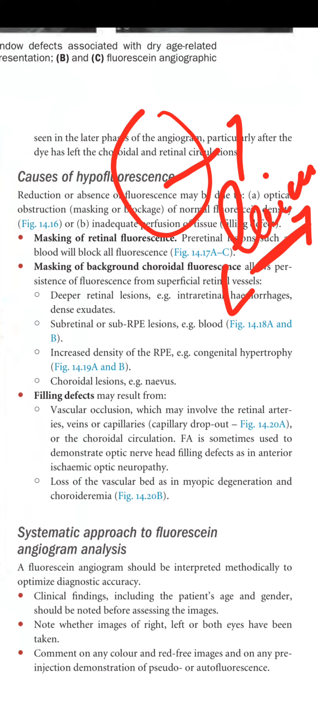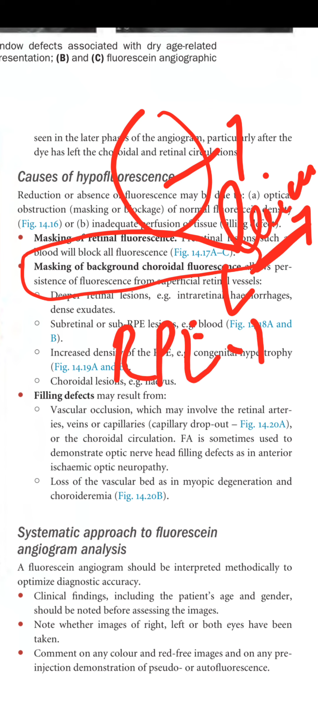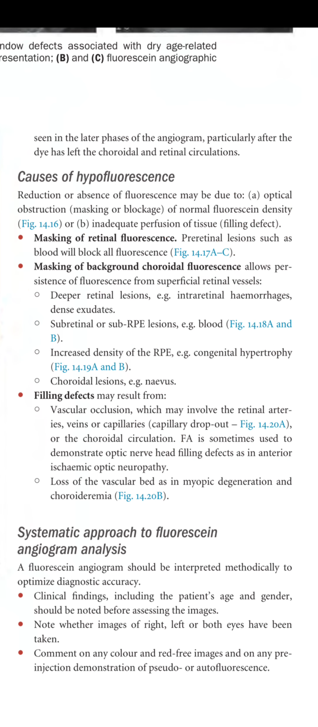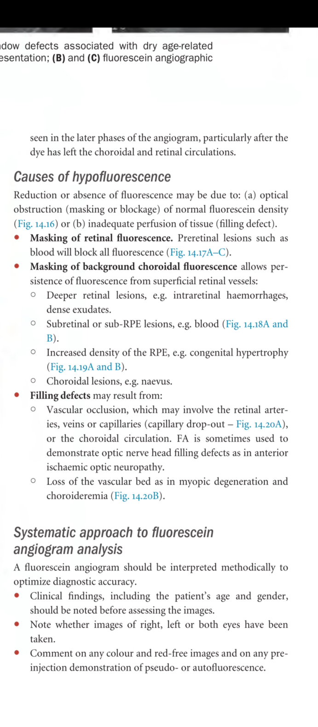For example, the masking of the background choroidal fluorescence can occur because there is RPE hyperplasia, some kind of choroidal lesion like a nevus, or some kind of retinal hemorrhage. These can cause the masking of the background choroidal fluorescence.